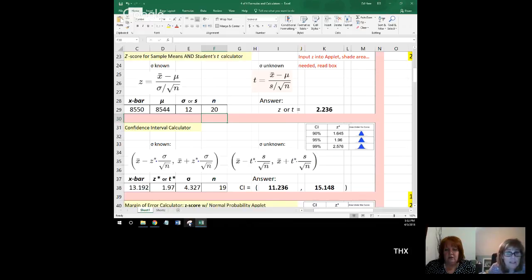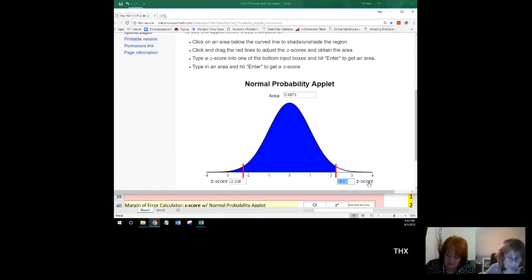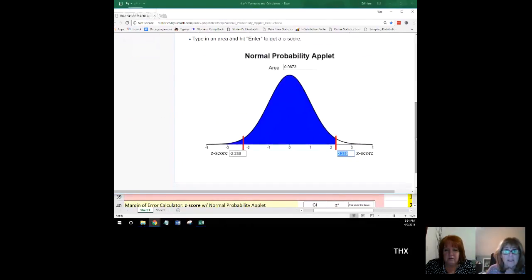Okay, so this is where you have to look at the normal probability app. So you have 8544, and they want to know the probability of everything above 8540. You put in our Z. It's going to be greater than 8540 when n is 50. What is the probability?